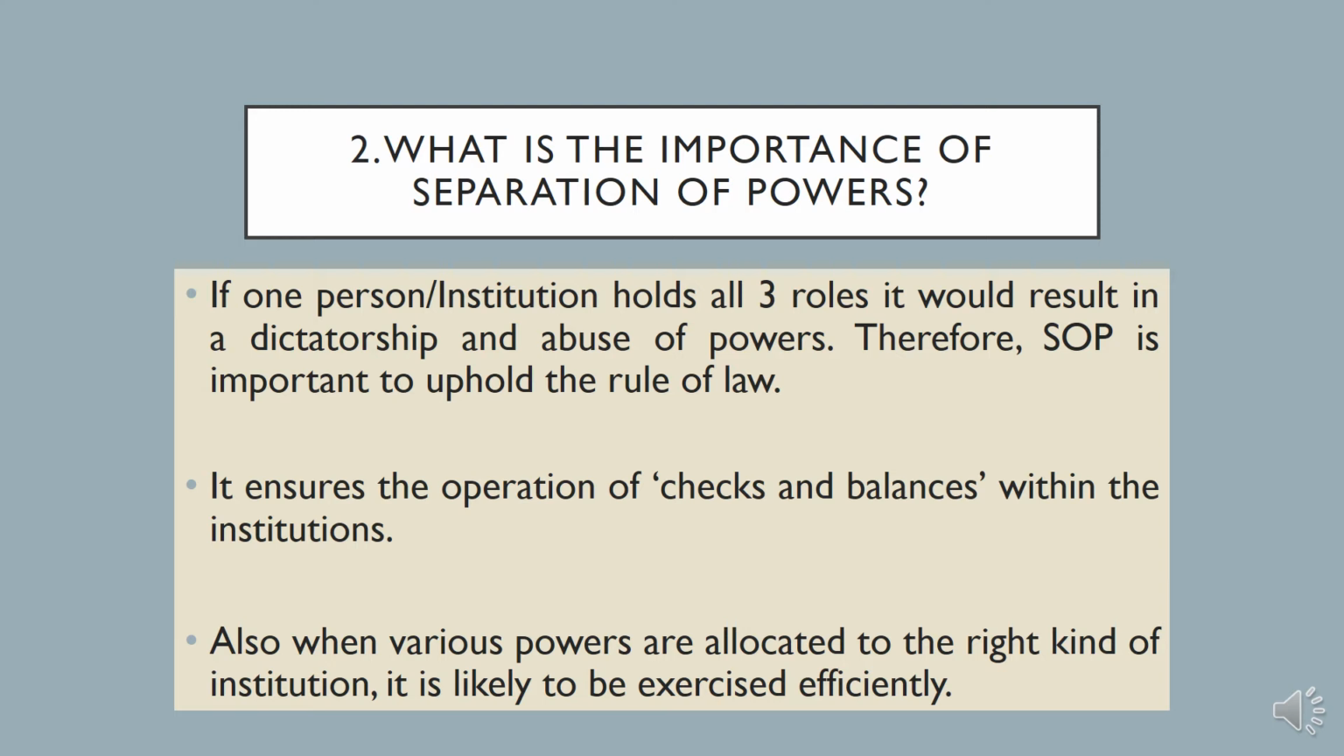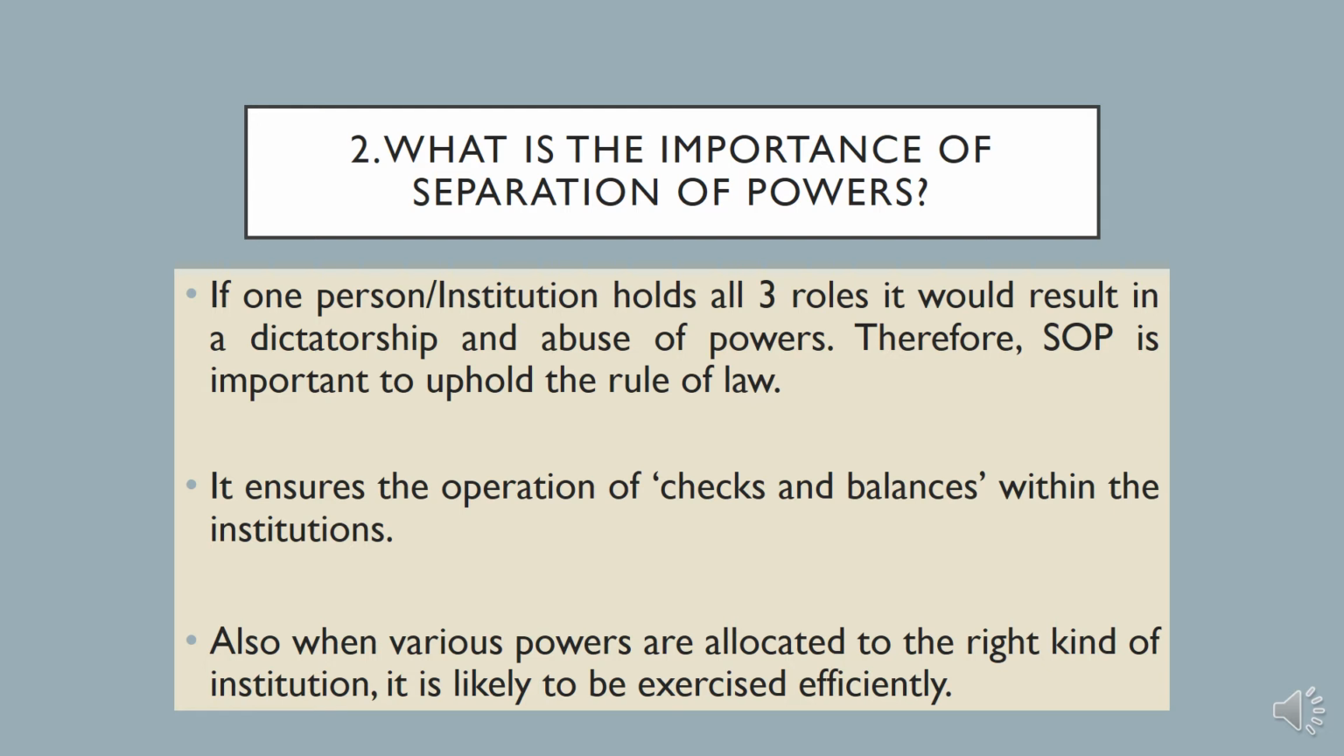So what is the importance of separation of powers? Firstly, if one person or institution holds all 3 roles, that is, executive, legislative, and judicial roles, it would result in a dictatorship and abuse of powers. Therefore, separation of powers is important to uphold the rule of law. For example, if you think about the Nazi regime, Adolf Hitler played all 3 roles. He was making laws, enforcing laws, and also performing the judicial functions. Therefore, it resulted in a dictatorship and abuse of powers. Therefore, we can say separation of powers is an important principle which upholds the rule of law.